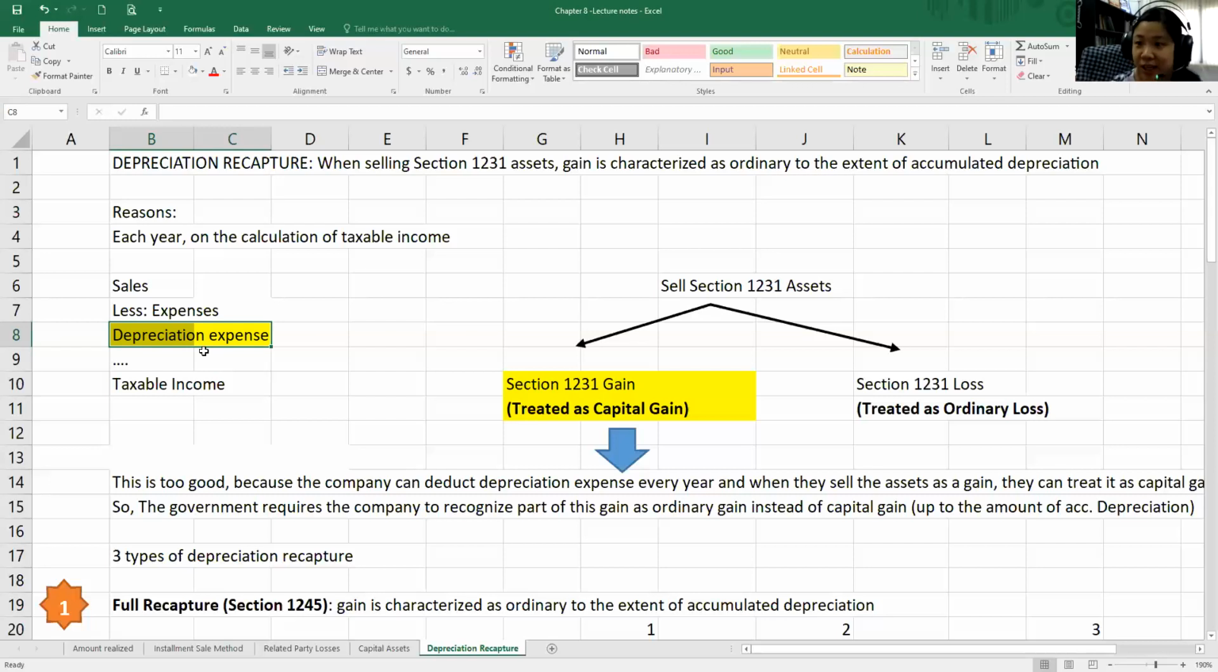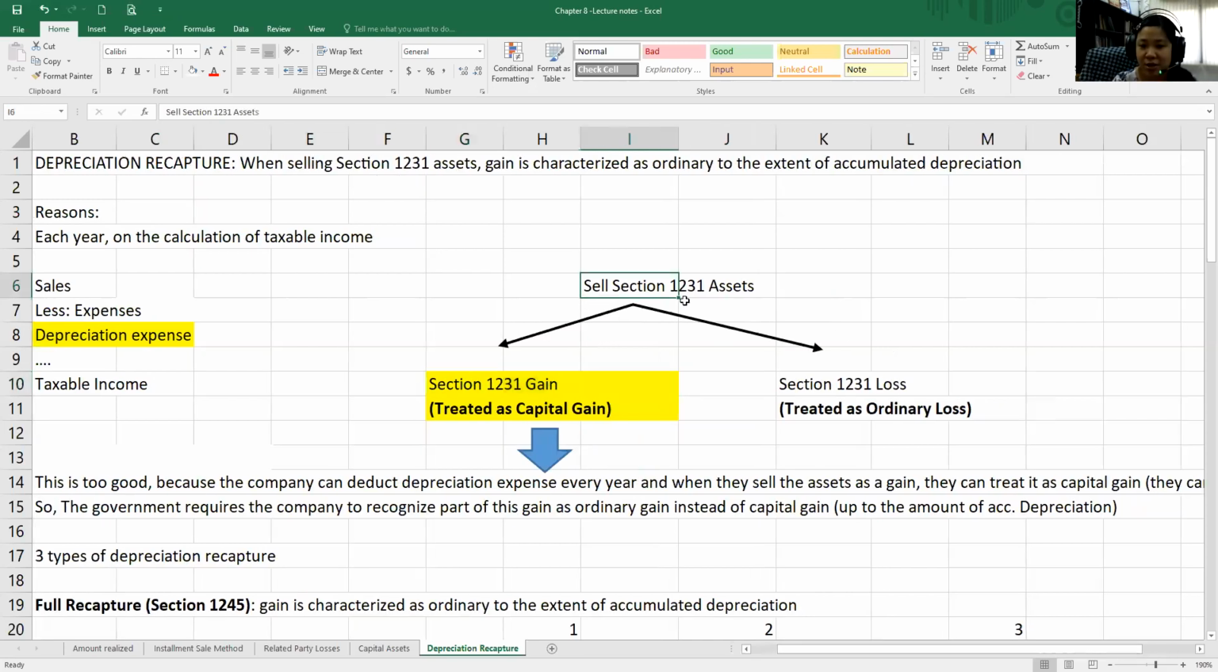and that will give us adjusted basis, right? And after that, when we sell Section 1231 assets, if the cash that we receive is more than our adjusted basis, then we will have Section 1231 gain. Okay? And if we sell Section 1231 assets and the cash that you receive is smaller than adjusted basis, then we have Section 1231 loss. All right? Section 1231 loss.